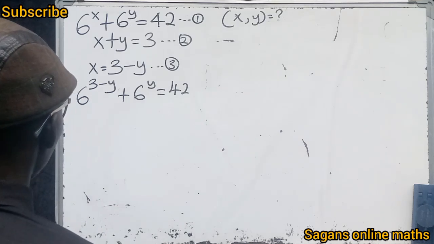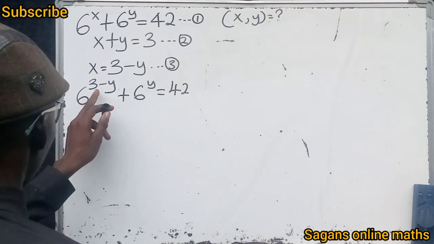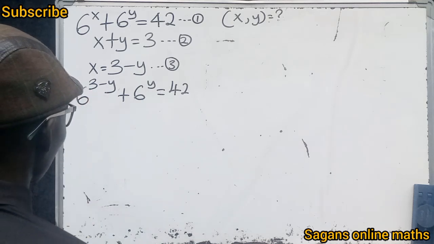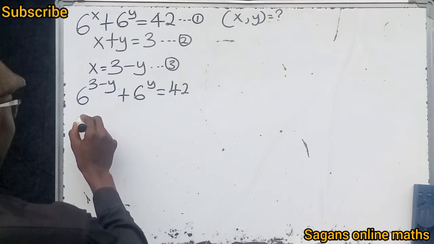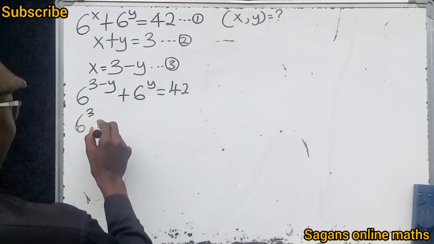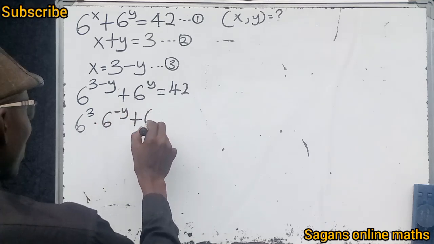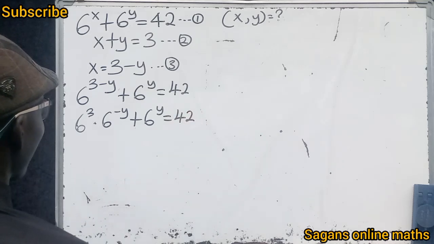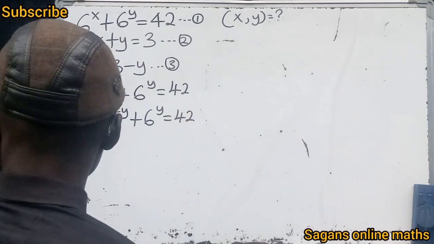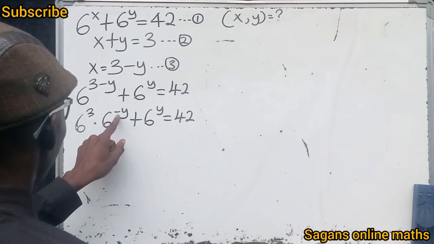Now let's also obey one of the properties of indices. We have 6 to the power of 3 minus y. Now we can also split this as 6 raised to the power of 3 multiplied by 6 raised to the power of minus y, plus 6 raised to the power of y equals 42. If you obey one of the properties of indices very well, you will know that 6 raised to the power of 3 multiplied by 6 raised to the power of minus y is the same thing as this.